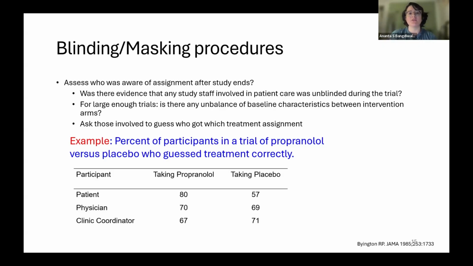So we have an example here of the percent of participants in a trial of propranolol versus placebo who guessed treatment correctly. The patients were asked, the physicians were asked, and the clinic coordinators were asked. And they had different numbers of people who thought they were taking propranolol and taking placebo. So for each of the participants, they were asked, who do you think was taking what? And you can see that it was somewhat different between them.